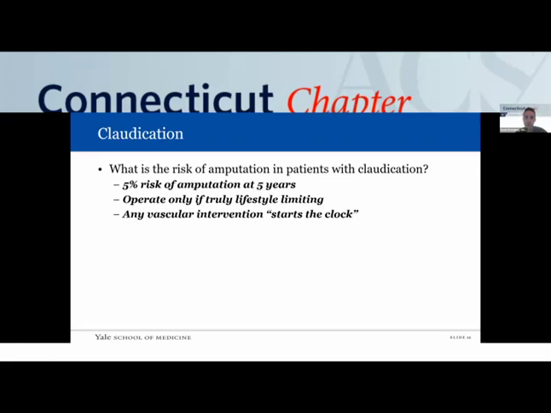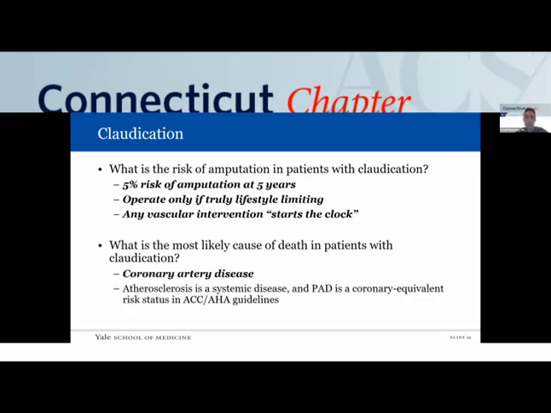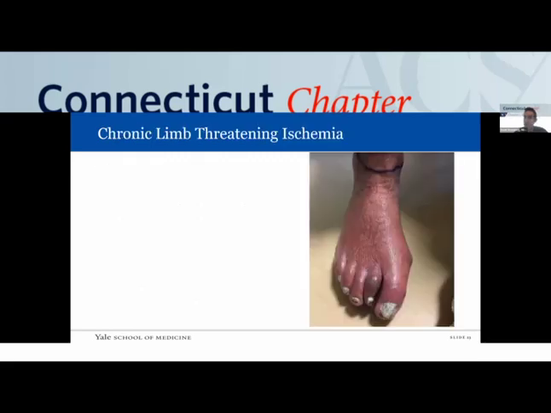So I'm very, very cautious on operating on patients with claudication. And in fact, the most likely cause of death in patients with claudication is coronary artery disease. And atherosclerosis is a systemic disease, and PAD is a coronary equivalent risk status in the ACC AHA guidelines. I know I'm going fast, so if there's any questions, please feel free to stop me.